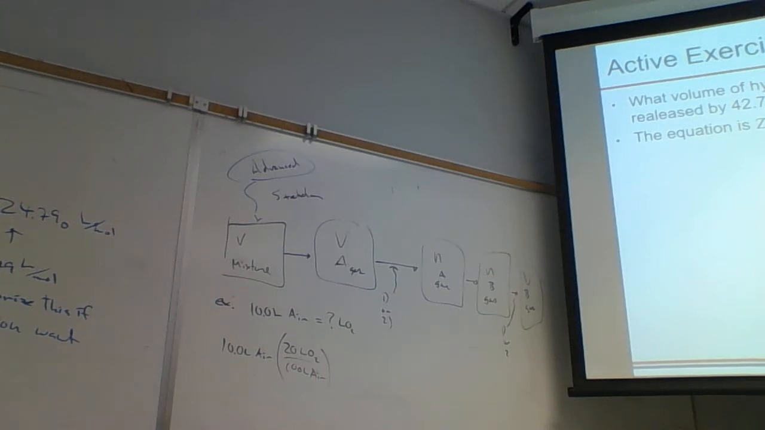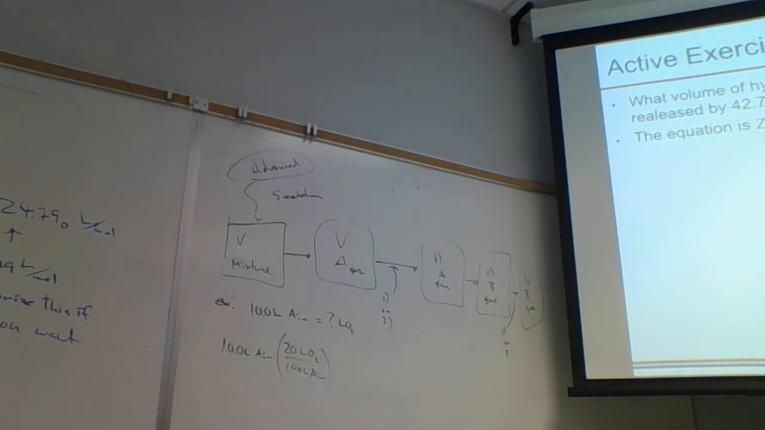Zinc reacts with hydrochloric acid. They gave us the equation, but I expect you to be able to figure out the equation here. It's a redox reaction. This one, double replacement works, I mean single replacement works, because this is a mineral acid. So we're going to end up forming zinc chloride plus hydrogen gas. To balance it, it will be 2 HCl. That's what they have here.